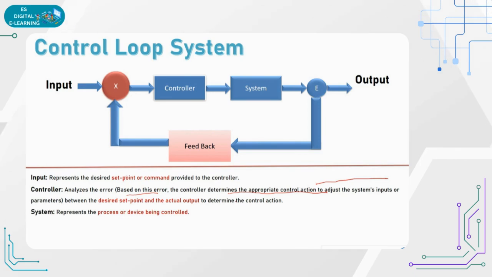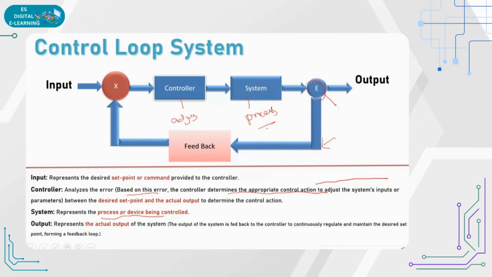Moreover, the system is specifically to process your data. The controller is for adjustment purposes, and the system is for processing of the data. Whenever it processes and there is a difference, the difference will be updated in the feedback and adjusted again. It will process and give the output. This is how the output will be validated in the control loop system. It is the closed loop system.